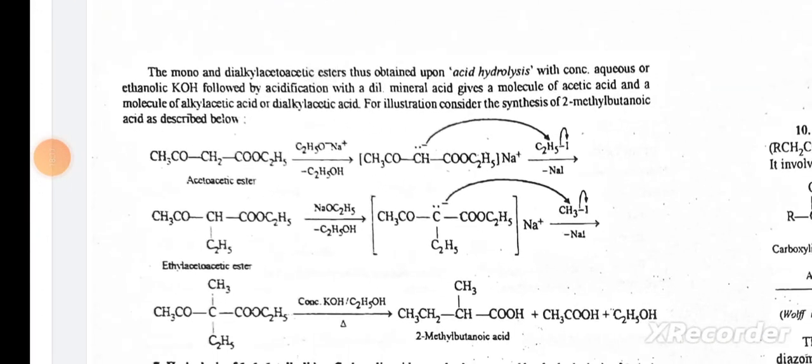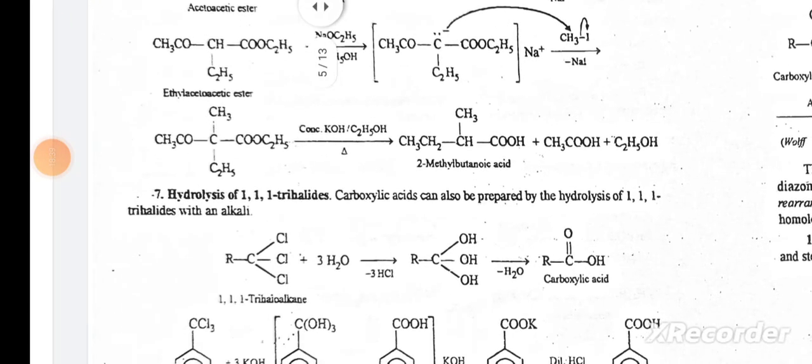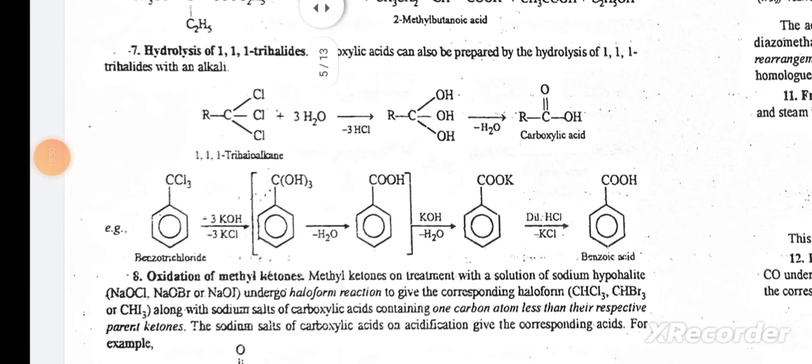The mono and dialkyl acetoacetic esters thus obtained upon hydrolysis with concentrated aqueous or ethanolic KOH followed by acidification with a dilute mineral acid give a molecule of acetic acid and a molecule of alkyl acetic acid or dialkyl acetic acid. For illustration, consider the synthesis of 2-methylbutanoic acid as described below. Acetoacetic ester, ethyl acetoacetic ester, 2-methylbutanoic acid. Hydrolysis of 1,1,1-trihalides. Carboxylic acids can also be prepared by the hydrolysis of 1,1,1-trihalides with an alkali.